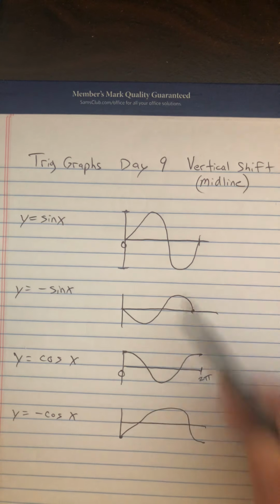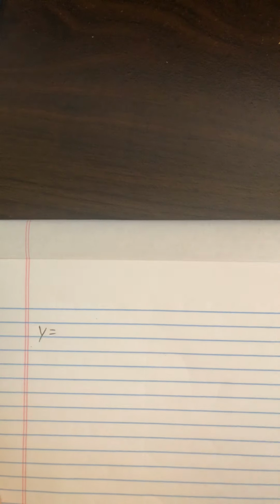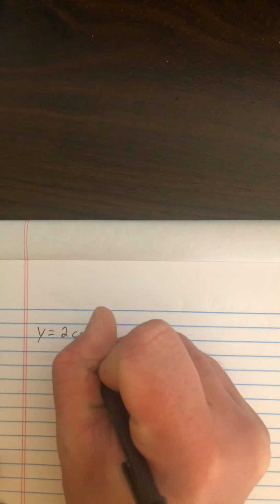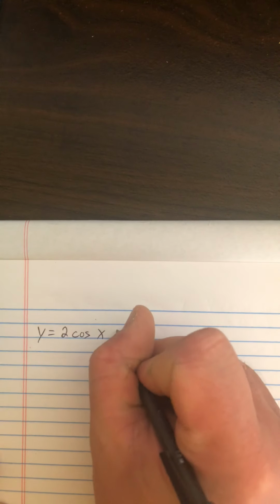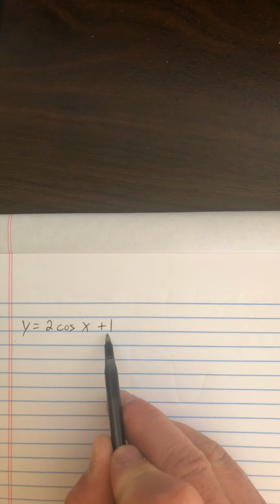So that's a little bit of day 8. Day 9 starts throwing more things at you. So I'll give you an example. This is in your notes. If you have them, print them off, great. If not, try to catch on from this. Let's just do this on 2 cosine of x plus 1.